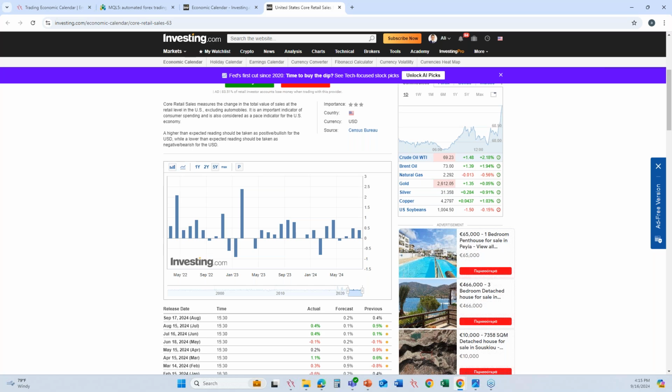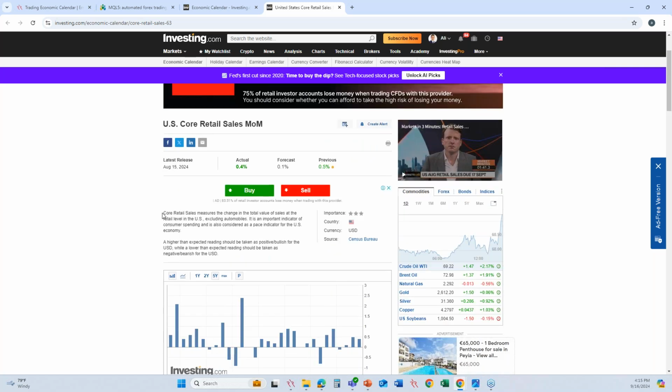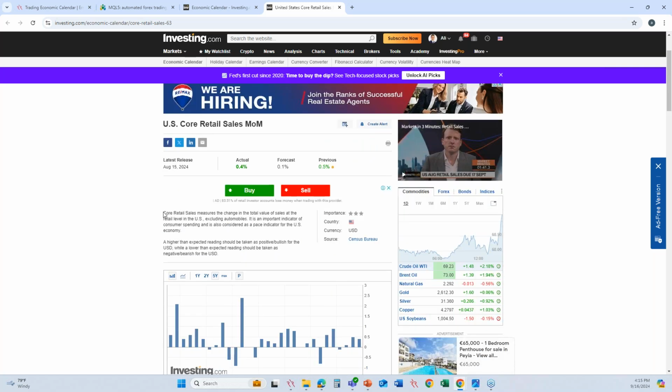So look at the forecasted figures and compare them to previous results to understand the overall trend of the data, and then consider the potential implications of results being above or below expectations. You can always find it here, as it's stated that core retail sales measures the change in the total value of sales at the retail level in the US, excluding automobiles, and it's an important indicator of consumer spending and is also considered a pace indicator for the US economy.